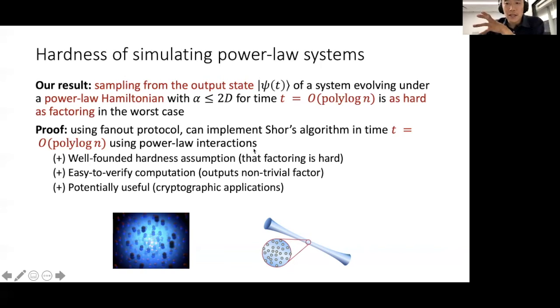So this is a pretty well-established hardness assumption. It's generally believed that factoring is hard. It would be an easy to verify computation insofar as it would be easy to check that you've outputted a non-trivial factor. And finally, this could be a potentially useful task for cryptography.